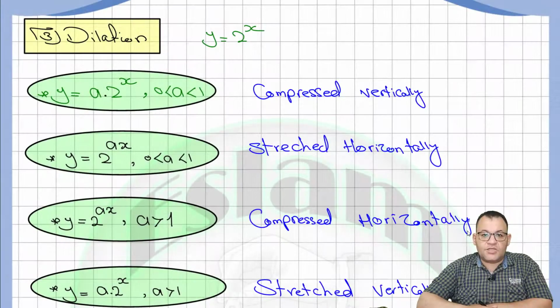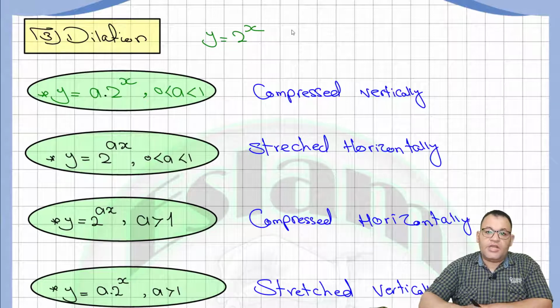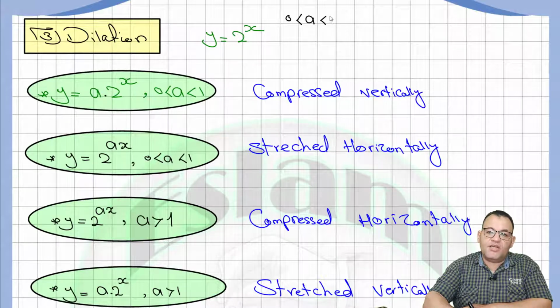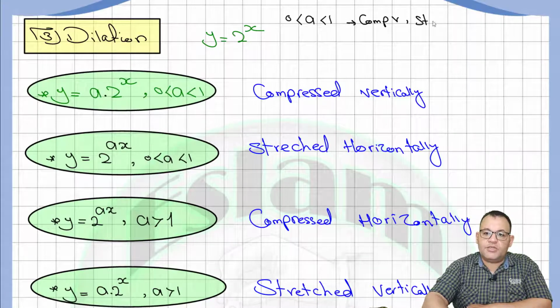The last one of the transformation is called dilation. In dilation, you multiply the equation by a. Now we have two cases. When you multiply by a number more than 0 and less than 1, it means you multiply by a fraction. The graph will be compressed vertically and stretched horizontally. When you multiply by a number more than 1, the graph will be stretched vertically and compressed horizontally.